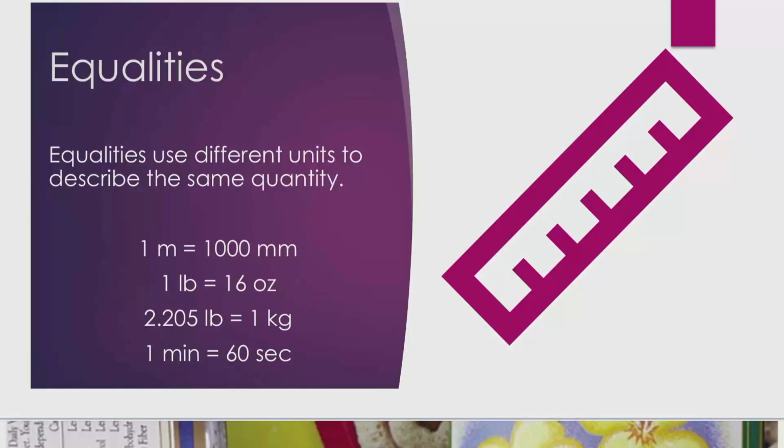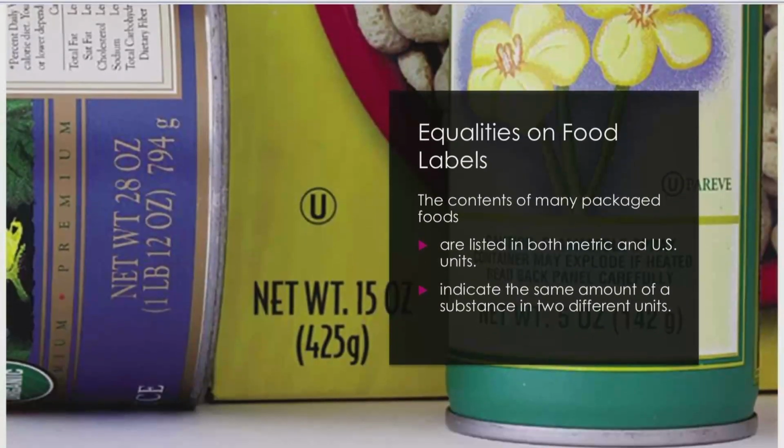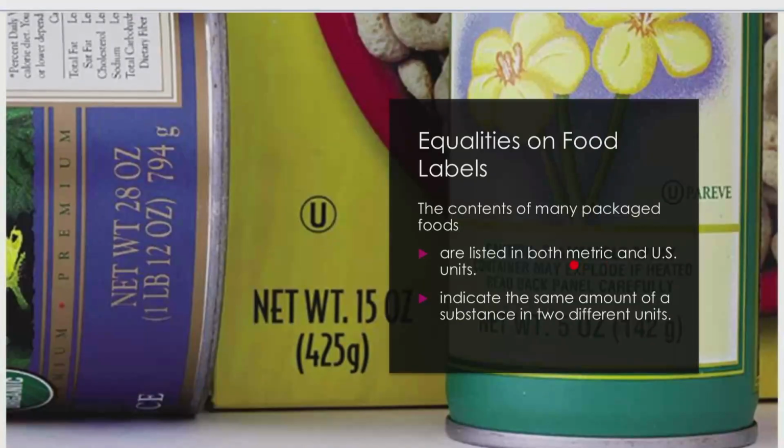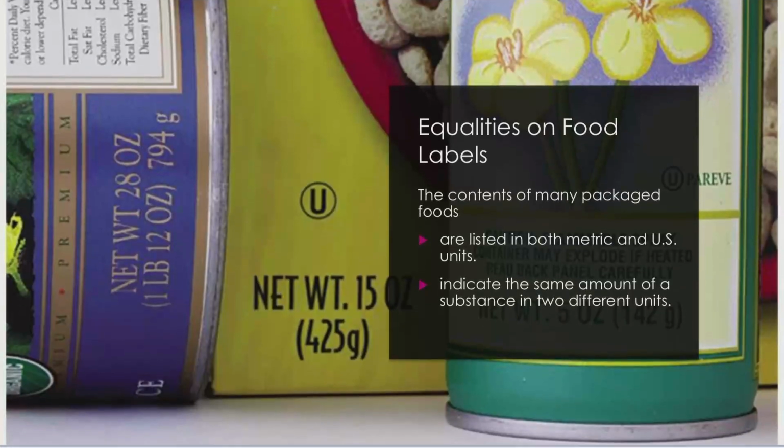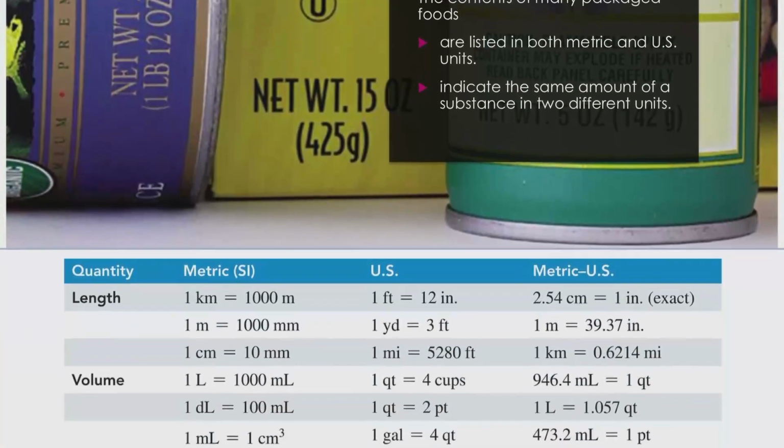There's lots and lots of equalities that you can find out on the internet. You can also find them on food labels. So the contents of a lot of packaged foods are listed with both metric and US or English units. I think partly it's so that they can sell it multiple places. Nobody's confused about what the amount is. But this is going to indicate the same amount of substance in 2 different units. Like, for example, this can that's in the back here, net weight 15, that's probably ounces, 425 grams. So it'll tell you how much it is in the metric as well as in the English. So look for that next time you're looking at food, which is hopefully later tonight or tomorrow.